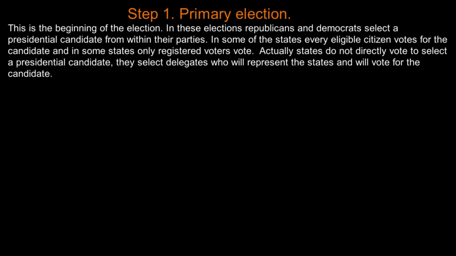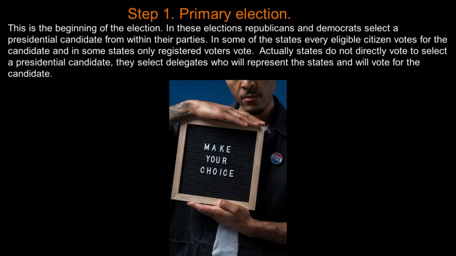Now you understand the basics of U.S. presidential elections. Let's discuss all the steps involved in becoming the President of the United States. Step 1. Primary election. This is the beginning of the election. In these elections, Republicans and Democrats select a presidential candidate from within their parties. In some of the states, every eligible citizen votes for the candidate, and in some states only registered voters vote. Actually, states do not directly vote to select a presidential candidate, they select delegates who will represent the states and will vote for the candidate.